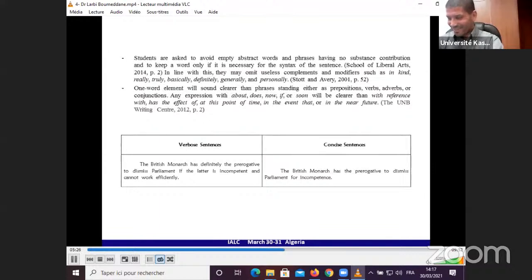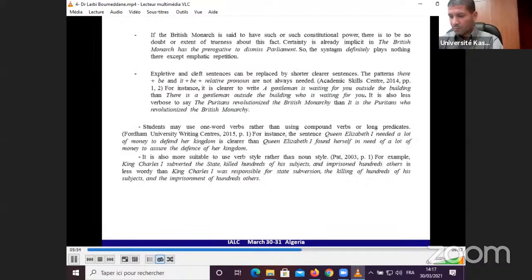Another sentence produced by the student is rhetoric. The concise formulation of this sentence may be: the British student has the prerequisite instance for the important competence. Instead of having such and such, there needs to be no doubt of its usefulness.